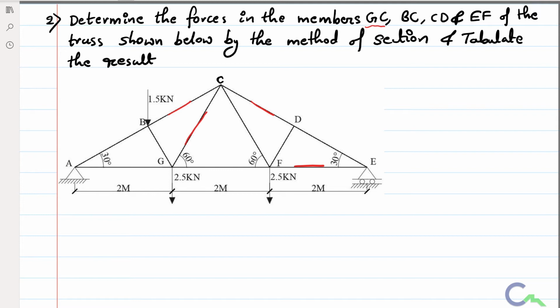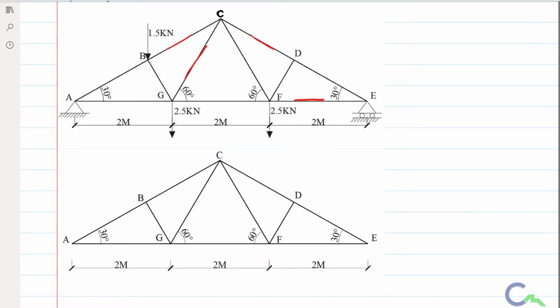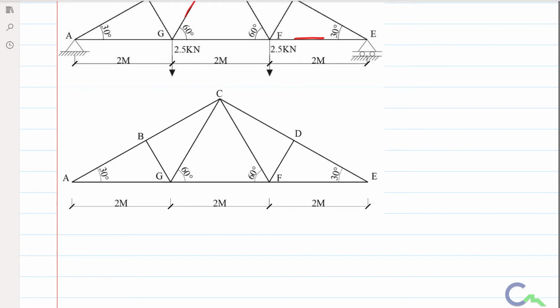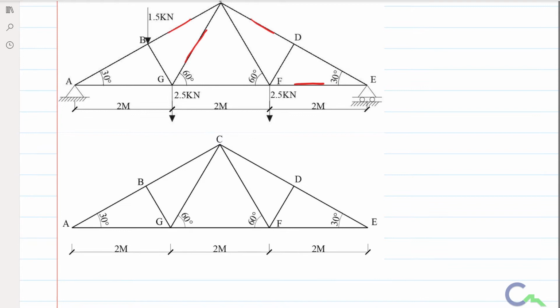So in the joint method as well as in the section method, the first step is the calculation of support reaction. So first I am going to draw the free body diagram of this entire system. Here I have taken the entire system with dimension and all the angles and all the points in the truss. So first I am going to draw the support reactions.